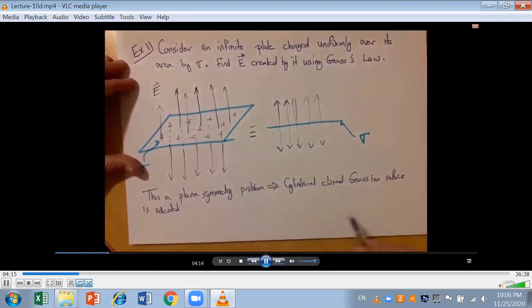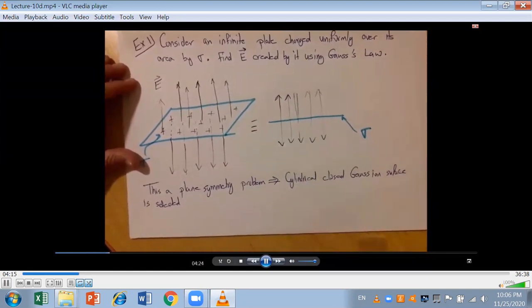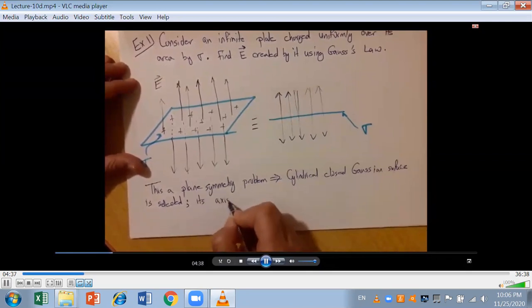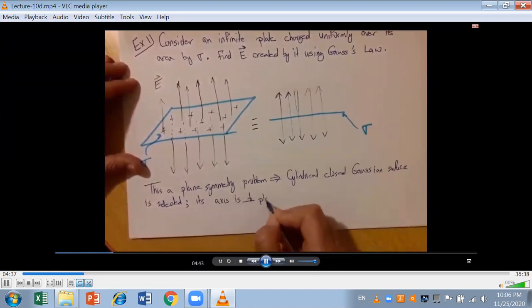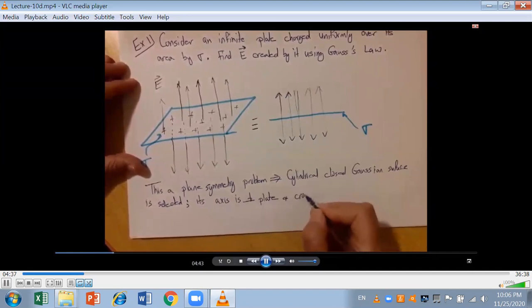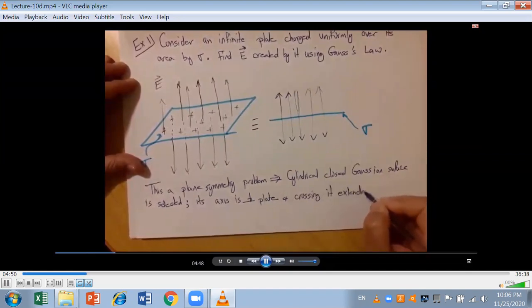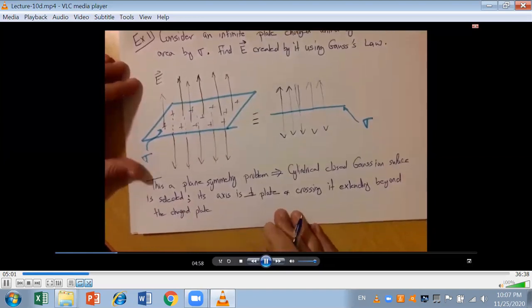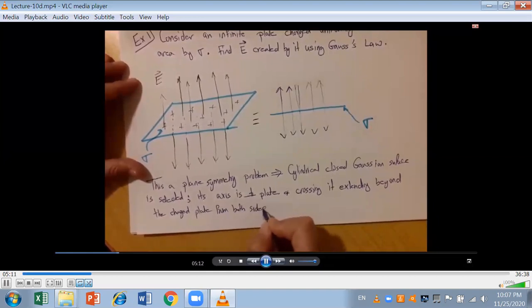Because it's the first time we're working on this, I'll explain in words how it is shaped and then draw it on the figure. From now on we won't write this out, we'll just draw the figure if required. A cylindrical closed Gaussian surface is selected such that its axis is perpendicular to the plate and crossing it, extending beyond the charged plate from both sides.